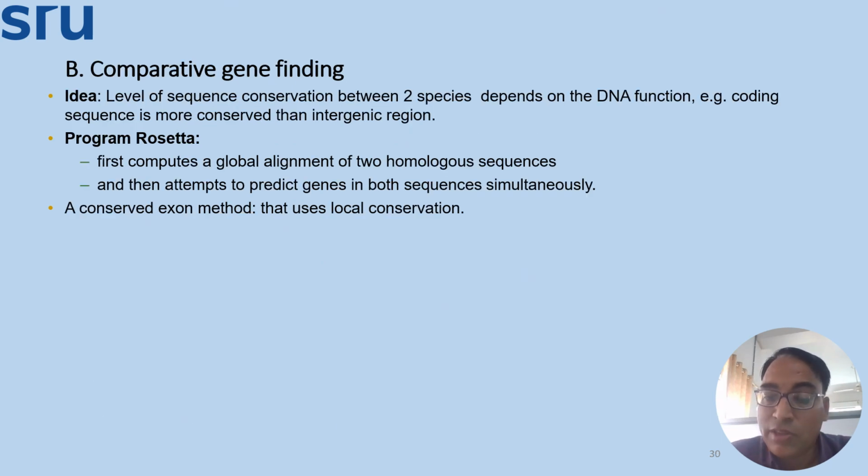Comparative gene finding. This is the second method now. Comparative gene finding implies building up the alignments and finding the similarities. Here the program is Rosetta. It first computes a global alignment of all the homologous sequences, at least two of them, and then it finds the conserved regions.